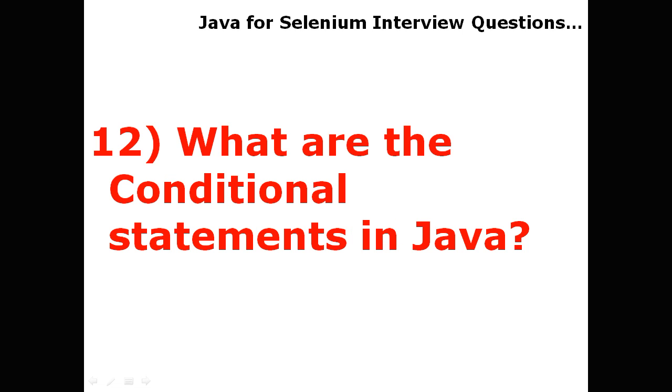Next, what are the conditional statements in Java? Control flow statements. Not only in Java, you take any programming, you can find control flow statements. Java control flow statements can be divided into 3 categories. One is conditional statements, second one loop statements, third one branching statements. What are the conditional statements in Java? One is if statement, another is switch statement.